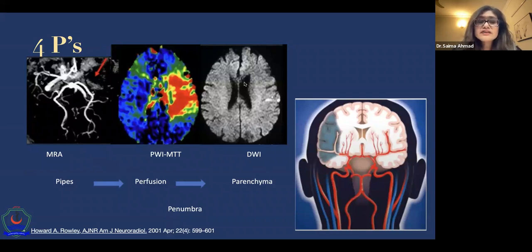Everything starts with 4 Ps as far as imaging is concerned. P is for parenchyma, P is for perfusion, and P is for pipes. Pipes are the blood vessels. And then, of course, P is for penumbra. Penumbra is the salvageable brain tissue, and it's very important. All of us are very much interested in penumbra because this is the tissue we are going to rescue.